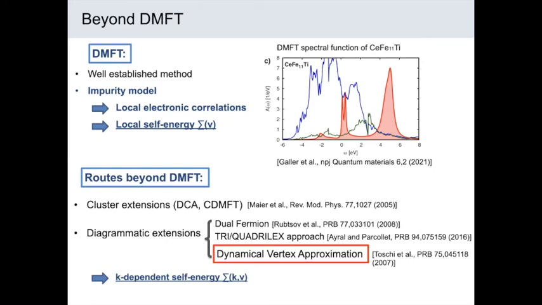But sometimes we would like to include also some non-local electronic correlations. This is the case, for example, in a material close to a magnetic phase transition, where the correlation length and non-local fluctuations become very important. Or non-local correlations can also be important in 2D materials, because as you can imagine, 2D materials are very far from this ideal approximation of a mean field in space that's assumed in DMFT.